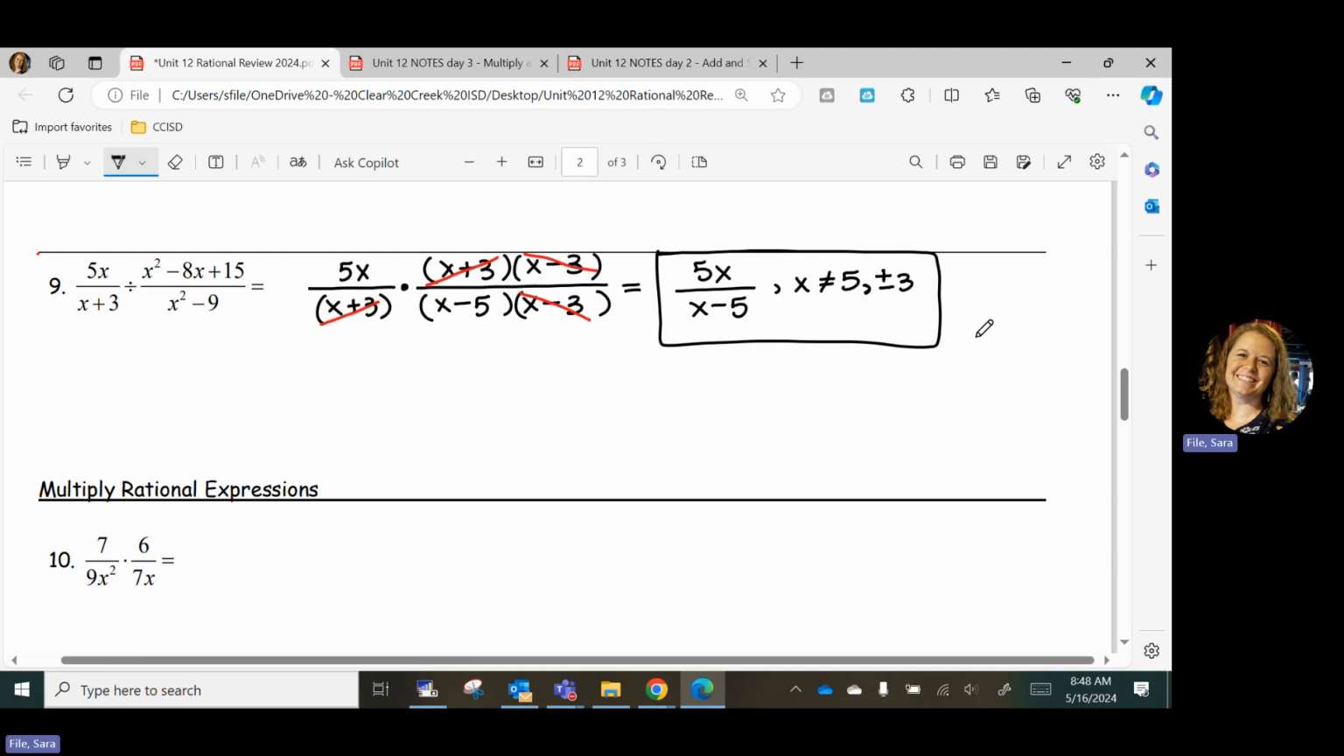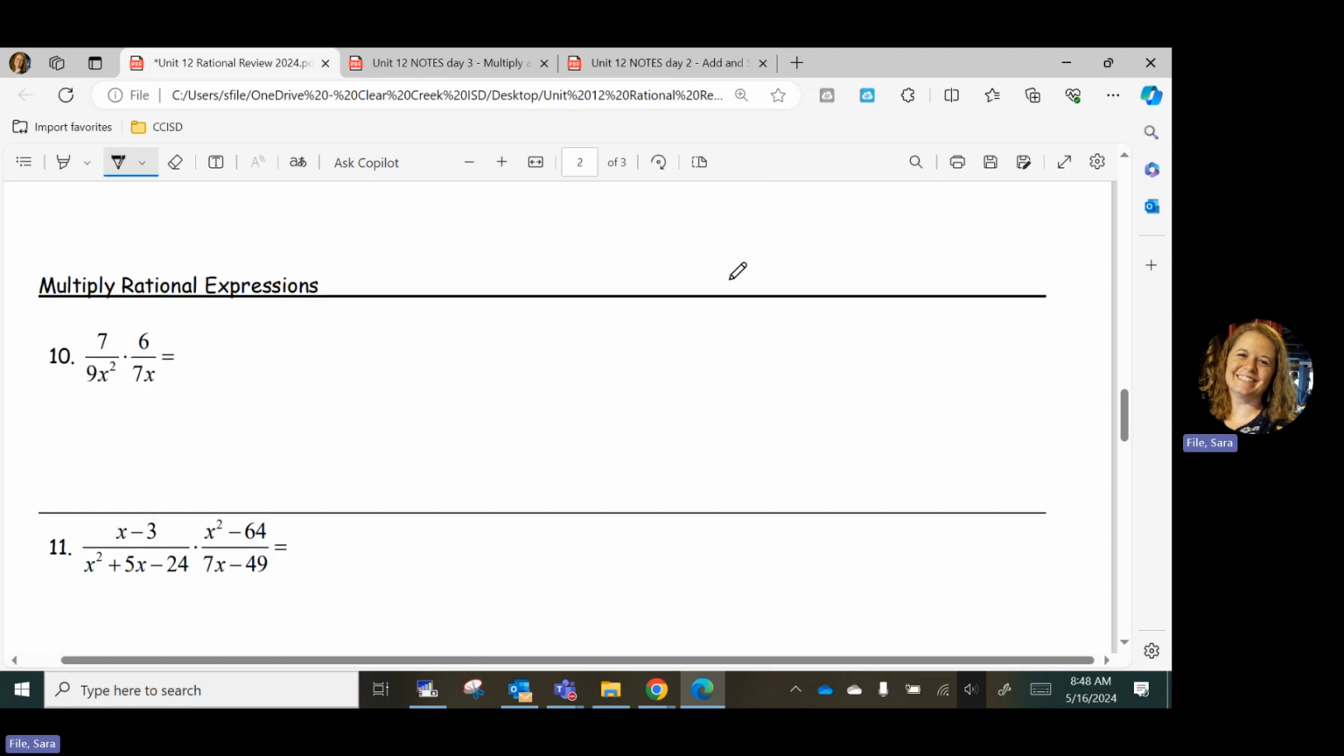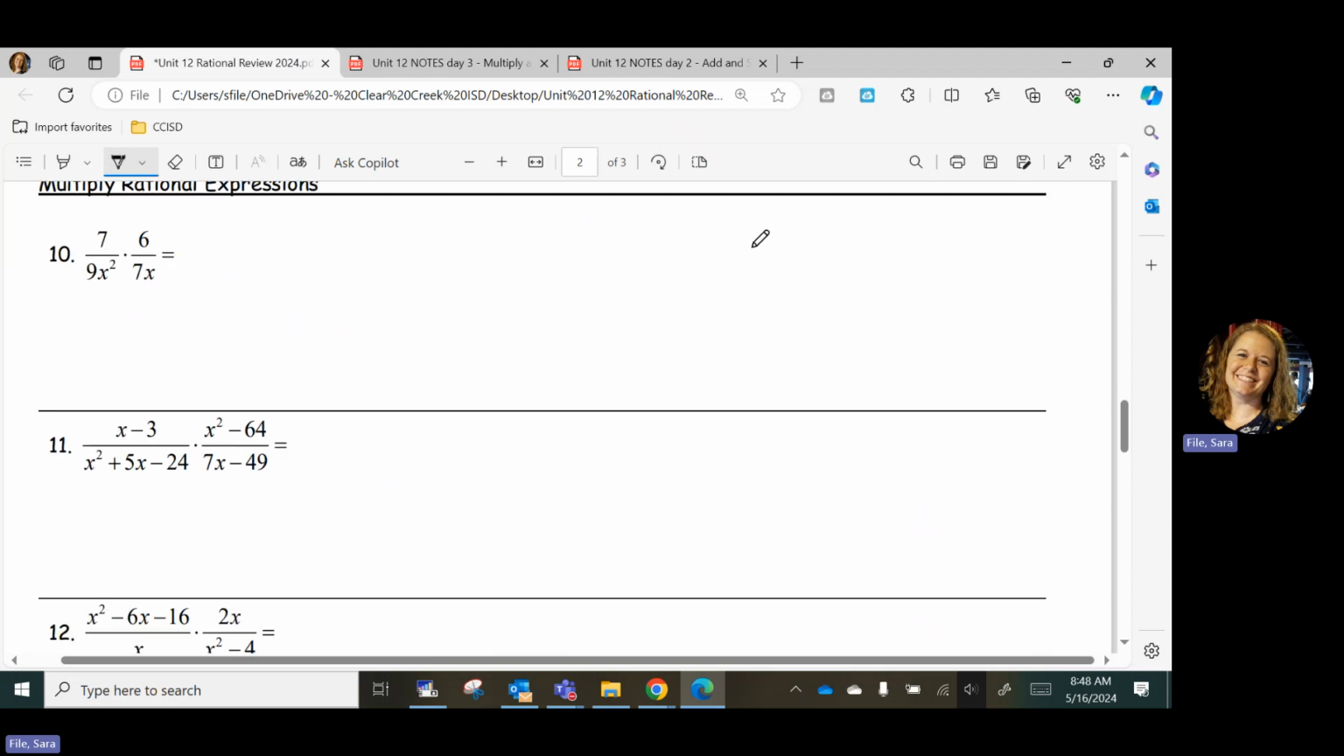And you can check that graphically if you need to as well. Or if it was multiple choice, you could plug in the original, plug in the answer choices and see which one matches. All right, multiplying I think is the easiest. You don't have to get a common denominator. You don't have to flip anything. It's just multiply straight across the top, straight across the bottom. Now, you still have to be able to factor for ones that are factorable, okay? But in number 10, nothing factors in either numerator or denominator. So I'm ready to just multiply straight across the top, straight across the bottom.